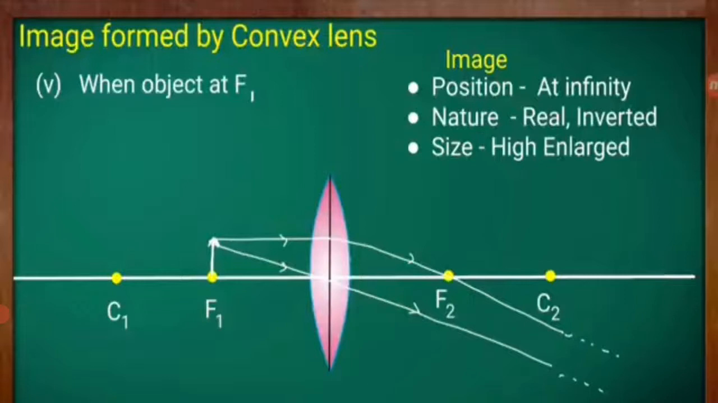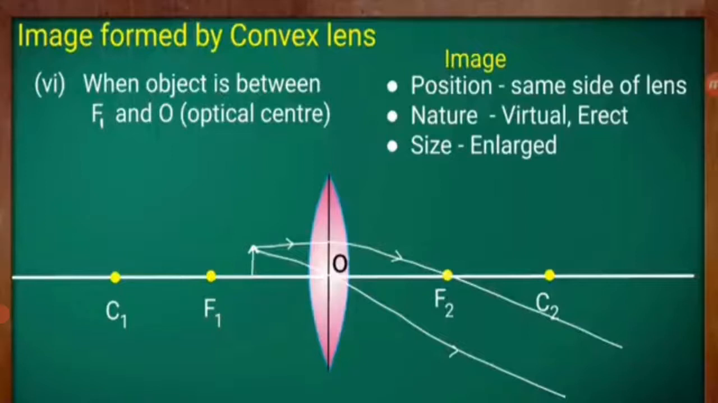Similarly here also we are considering the same case. The image is formed but at infinity, and what about the nature of the image? It is real and inverted. And now let us consider the sixth case when the object is between F1 and O.